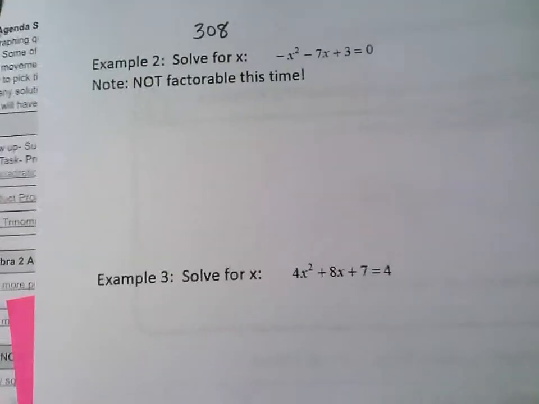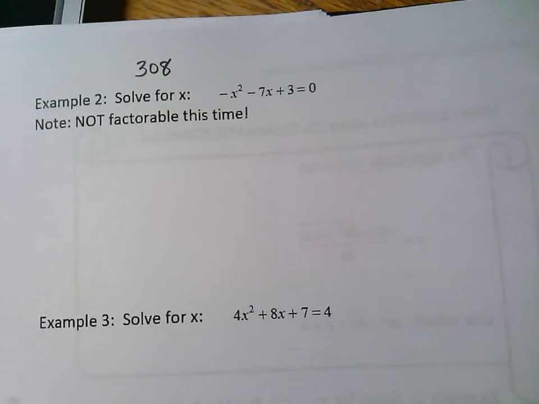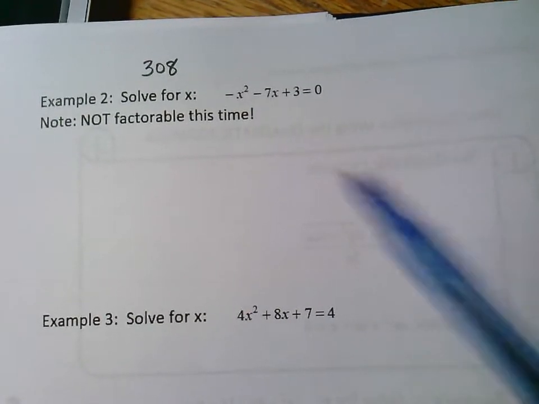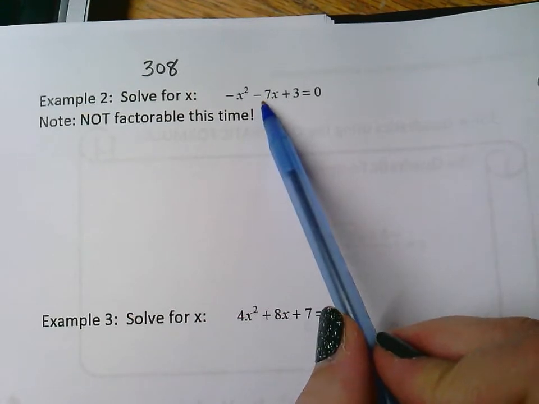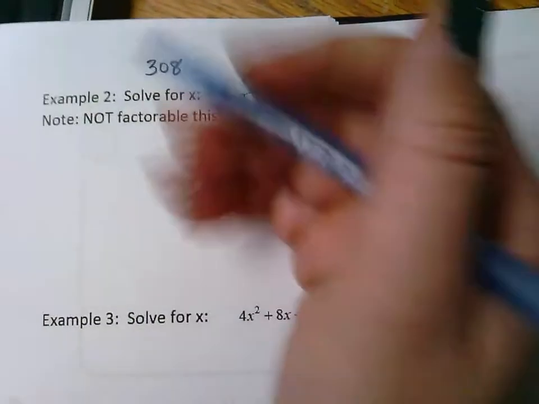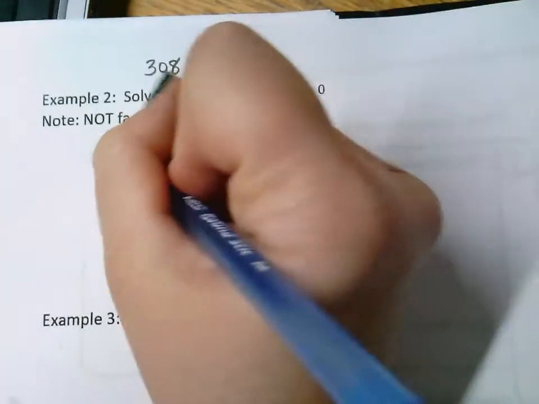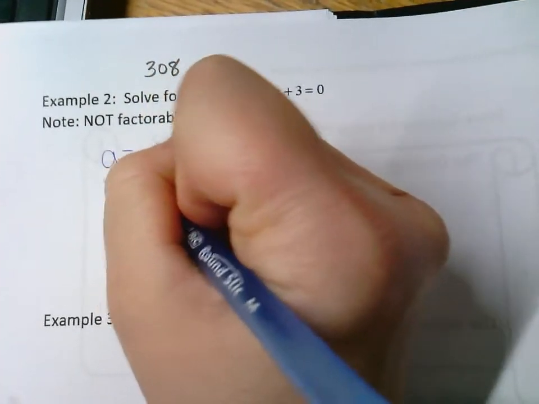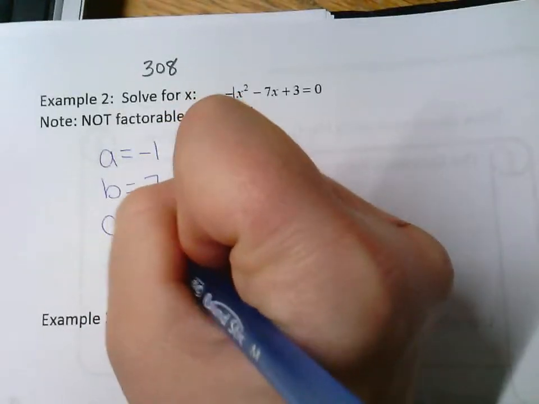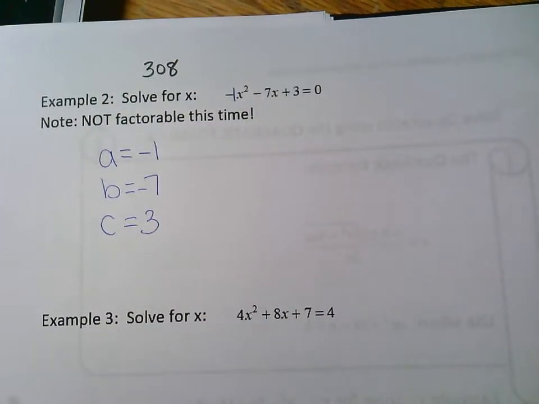Okay, so we're going to try a few more examples together. This time, example 2 is not factorable, right? There's no factors of negative 3 that would add up to negative 7. So now I have to do the quadratic formula. So a is negative 1, that's the coefficient of x squared. b is negative 7, and c is 3. And I'm going to put all of that into the quadratic formula.